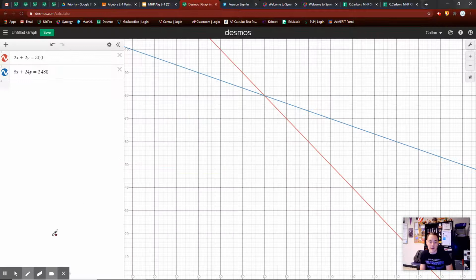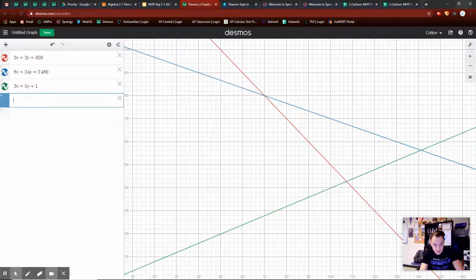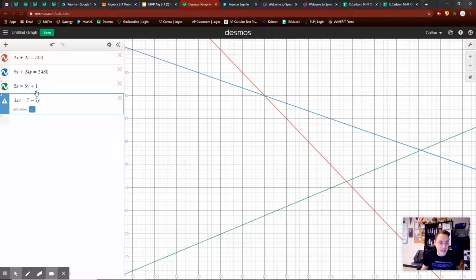Now some of you may be thinking, well, I can do all of this on Desmos. Think again. Sometimes you can't. Okay. So let's try it. So this is 2x. Let's just plug it in. 2x equals 5y and then plus 1. Now this is 4x and then equals 7 minus 7y. So a lot of lines are happening here.